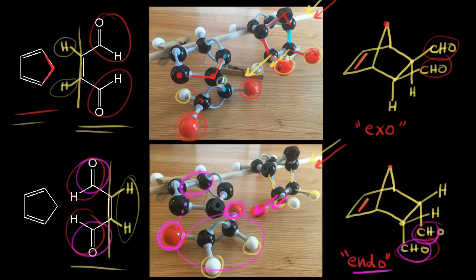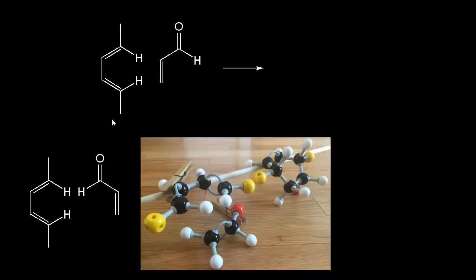So the endo product is preferred. With the exo product, these carbonyls, these aldehydes would be way out here. That's too far away from the developing pi bond, so there's no interaction. So the exo product is not preferred. Let's do one more problem.